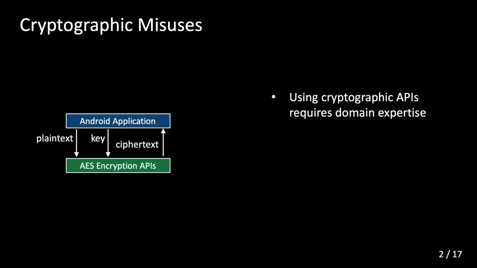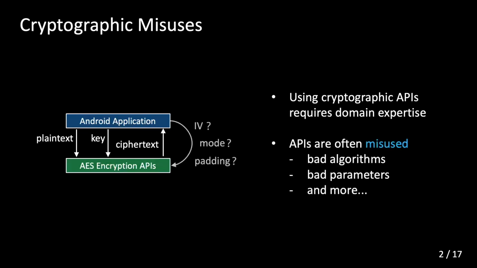Suppose, for example, that an application has to perform an encryption with AES. The application has to call an API by passing as parameters the plain text and encryption key in order to obtain the corresponding ciphertext. In addition to these parameters, the application has to specify many other parameters, such as the operation mode or the padding scheme used for encryption.